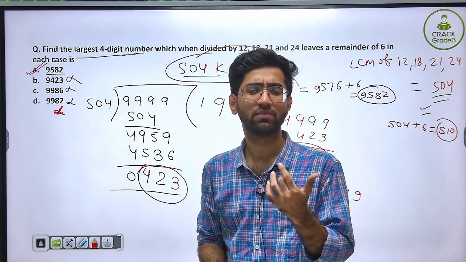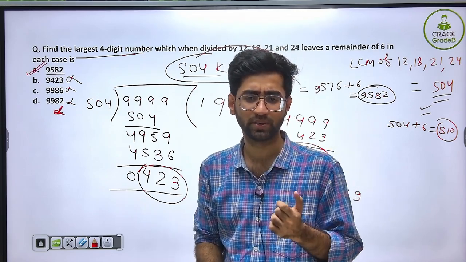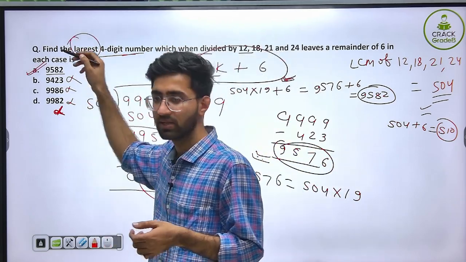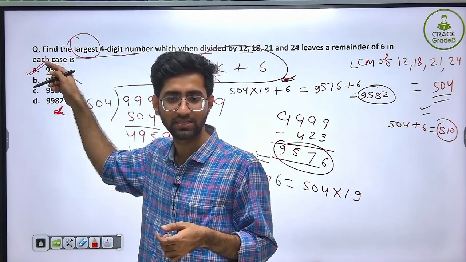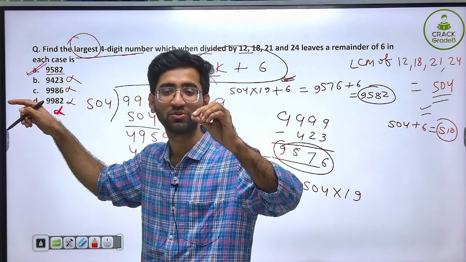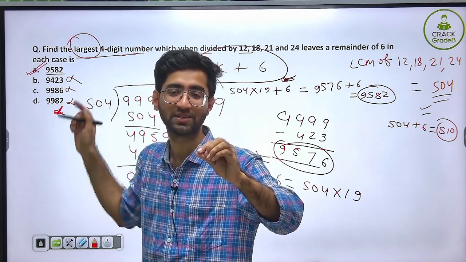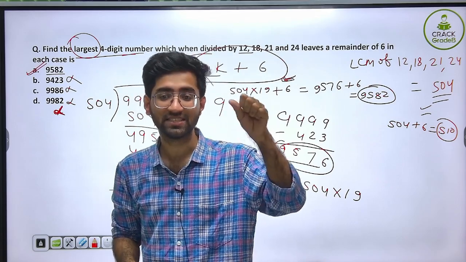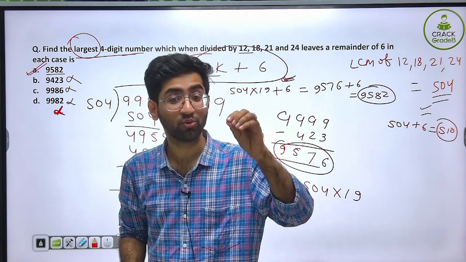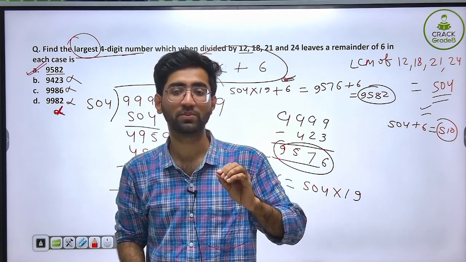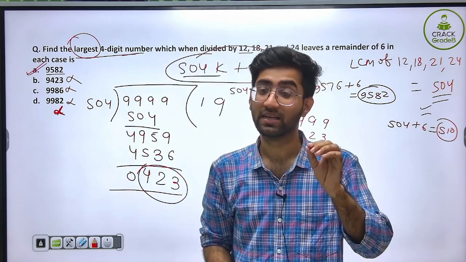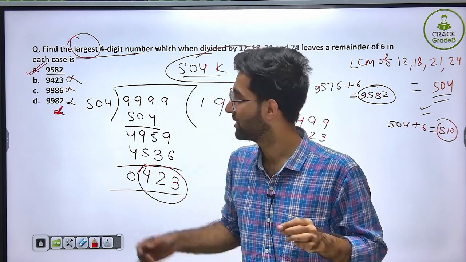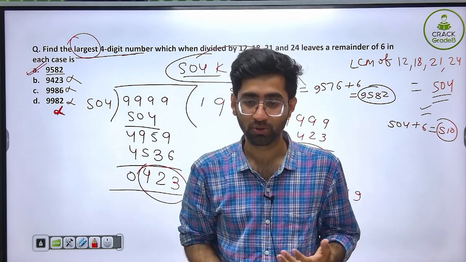But suppose if you get two numbers that satisfy the given condition, then you will have to look at this word. If you have to pick the largest, you will have to pick the largest from those numbers. If more than one option satisfies the condition and you have to pick the least, then you will have to pick the least value, right? So hopefully you have understood how we can approach this kind of questions.